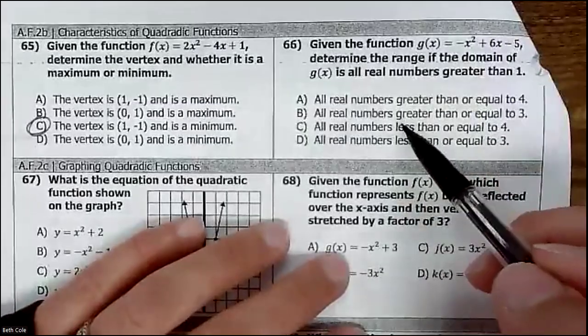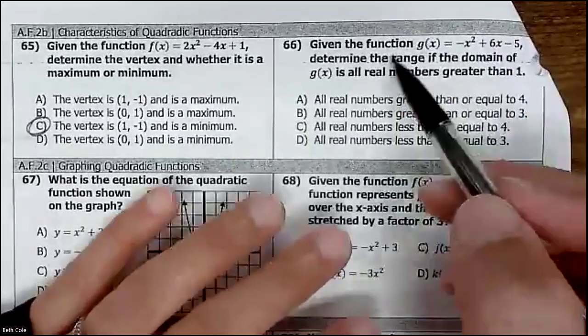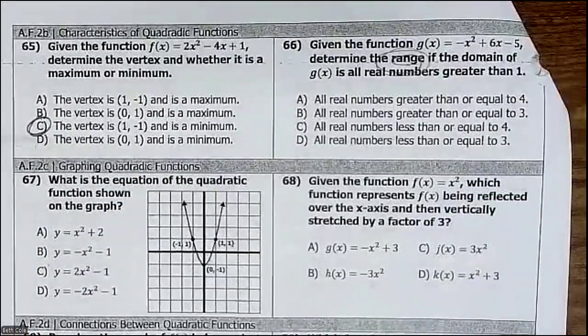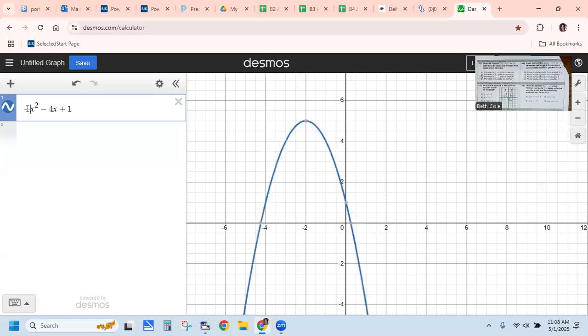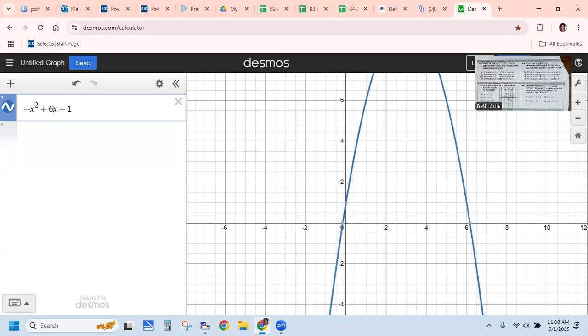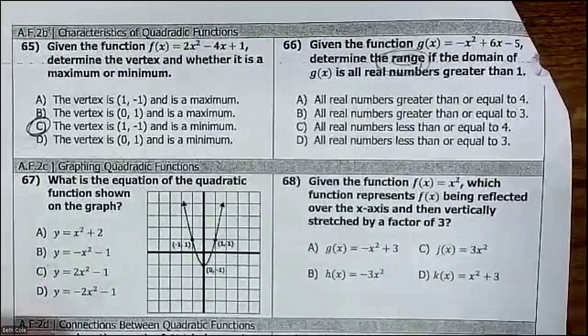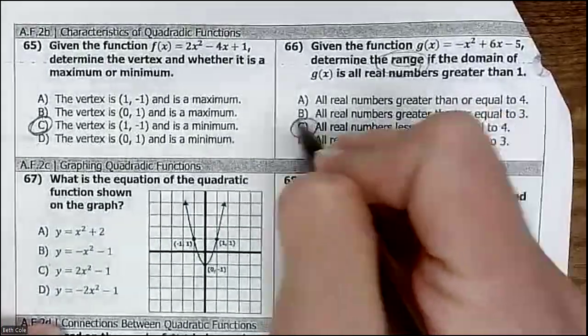All right. In this function, determine the range if the domain is given. Basically, it's just range. What is range? X or Y? Y values. All right. I'm going to type in the calculator. And this is plus 6x minus 5. I'm going to click right here. Look. Which one is the Y number? Four. The second one, 4. And do you want everything above 4 or below 4? Below 4. So which choice means below 4? C. Good job.